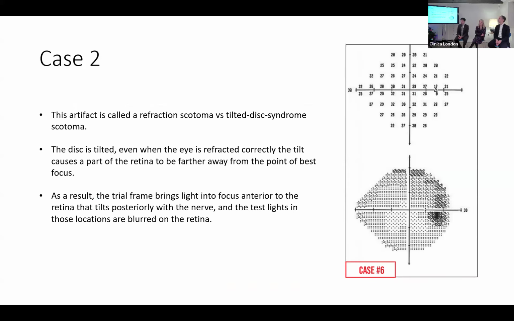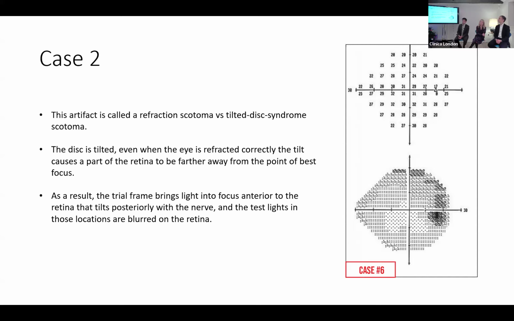Number one, they can have just a refractive element. Because of the tilt, the focus of light is just before where the retinal nerve fiber is, so it can be blurred. The way we can identify this is by adjusting the lens that the technicians are using for the visual fields, and getting the correct lens can actually take this away.